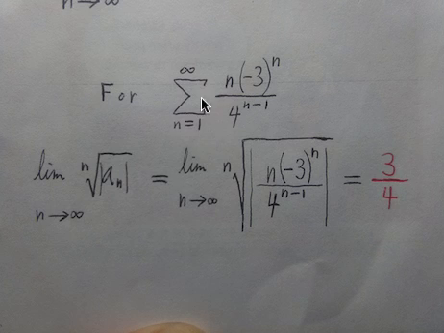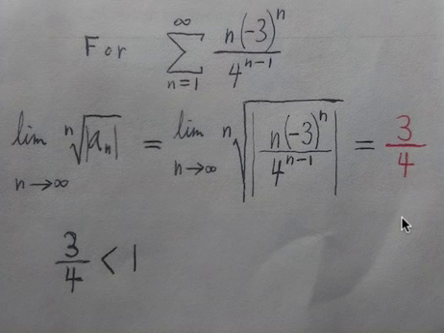So for the sum of n times negative 3 to the n divided by 4 to the n minus 1, summed from 1 to infinity, if we take the nth root of the nth term, and take the limit of that as n goes to infinity, we find that the limit is equal to 3/4. 3/4, for those of you who are still in preschool, is not equal to 1. It's less than 1.